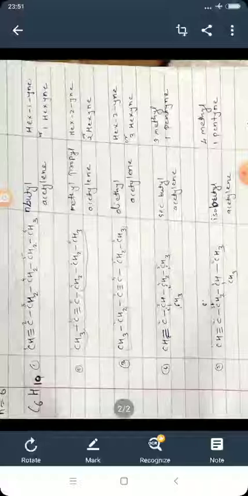Now see, according to the common name, C triple bond C is called acetylene, and the 4-carbon chain, the third, fourth, fifth, sixth, is attached to that. So it is called n-butyl acetylene.